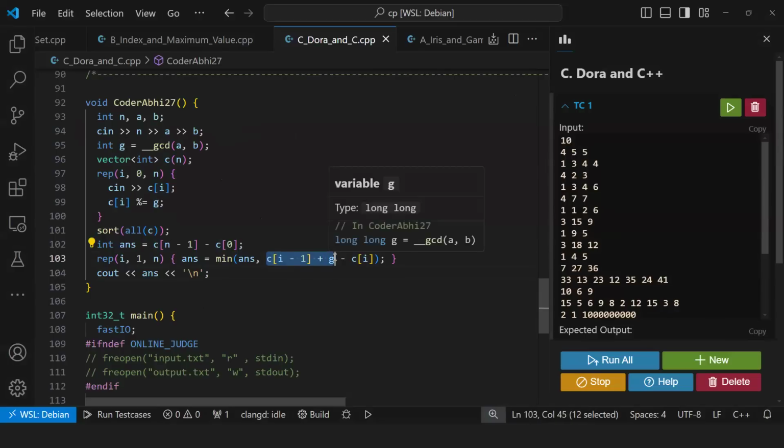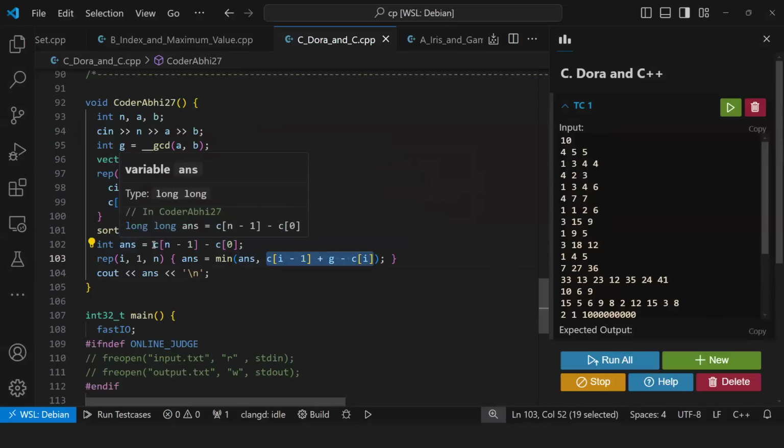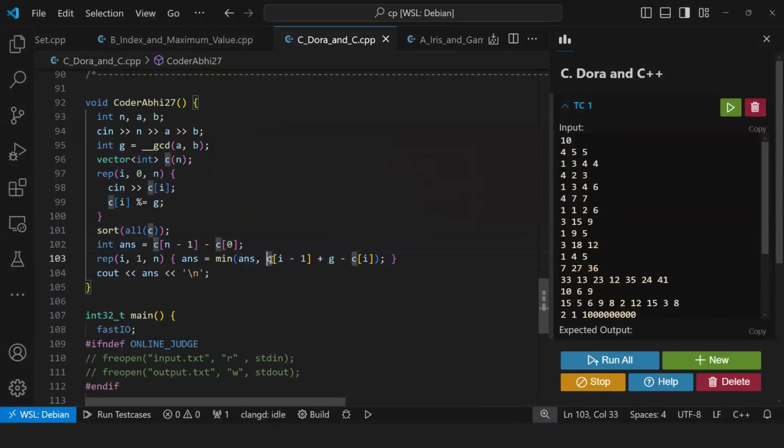So once this C(i minus 1) value is moved to the other side, this would become my new maximum value minus this current value. So after every rotation, this would be the value. So I took my initial answer and minimized it with all the rotated answers through a loop. So now my final answer is my answer. So I hope the problem, the logic, and the code are clear.